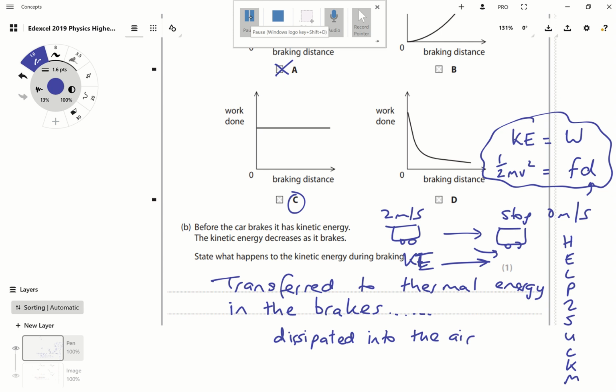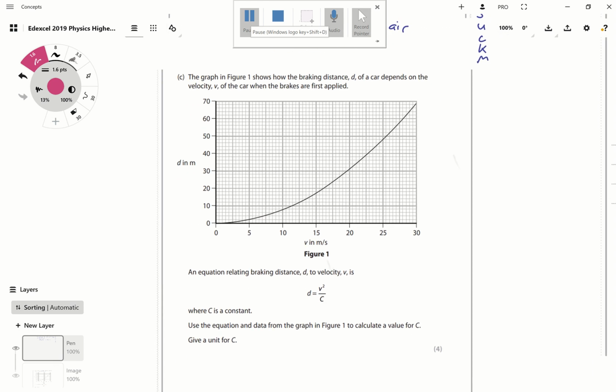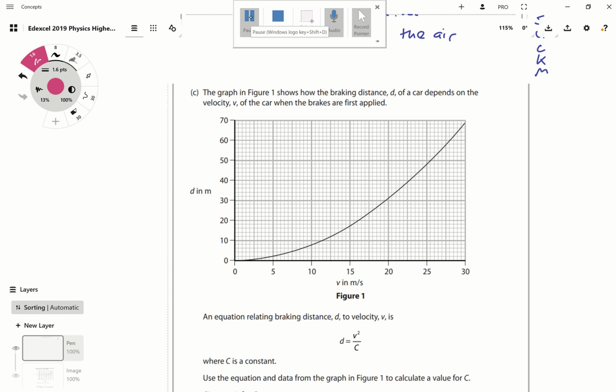So in terms of a picture, if I change my colour here, the kinetic energy that this has here is going to be changed into heat energy in the wheels, and that'll then get dissipated into the floor and into the air. So that's your model answer for that one. We've got this one here. Let's have a quick look. Oh yeah, nice question.